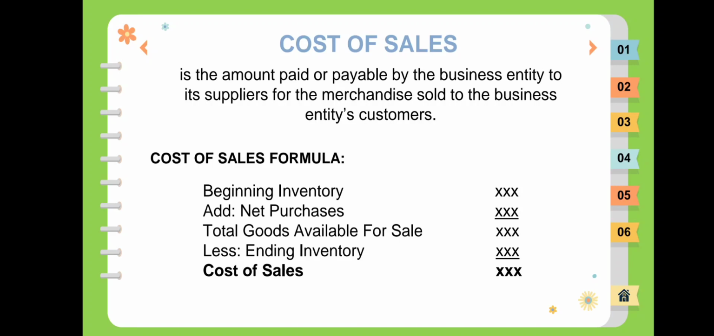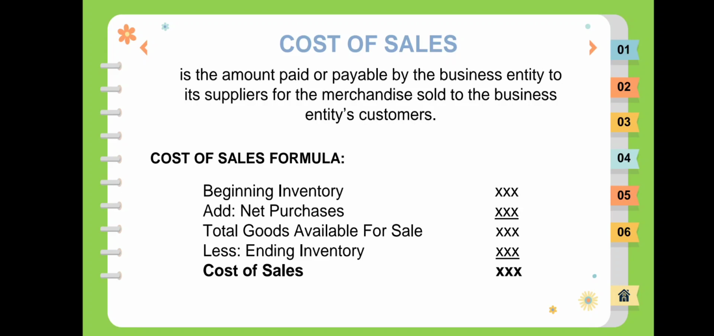the business entity's customers. Ang cost of sales class ay yung expense ng business or gastos ng business na may kinalaman sa pagbili ng mga merchandise niya or ng mga inventory niya. When I say inventory, ito yung mga paninda niya, yung goods. And to get the cost of sales, we have this formula. Take note of this formula.